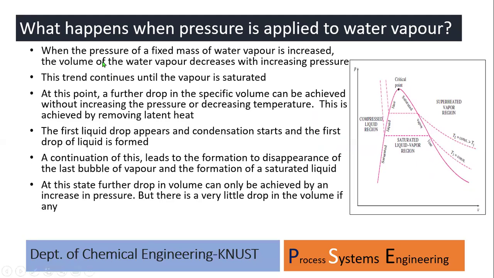Okay. So we are saying here that when the pressure of a mass of water vapor is increased, the volume of the water vapor will decrease. So that's what we spoke about. And it continues on until the vapor is saturated. So that's when it gets to this point over here, right? And at this point, we can have the specific volume reducing without causing a change in the temperature or pressure. So it will now start becoming more of a liquid. Then it gets to a point where it's liquid, but it's also still saturated. So if we further increase the pressure, we would have the specific volume reducing again.